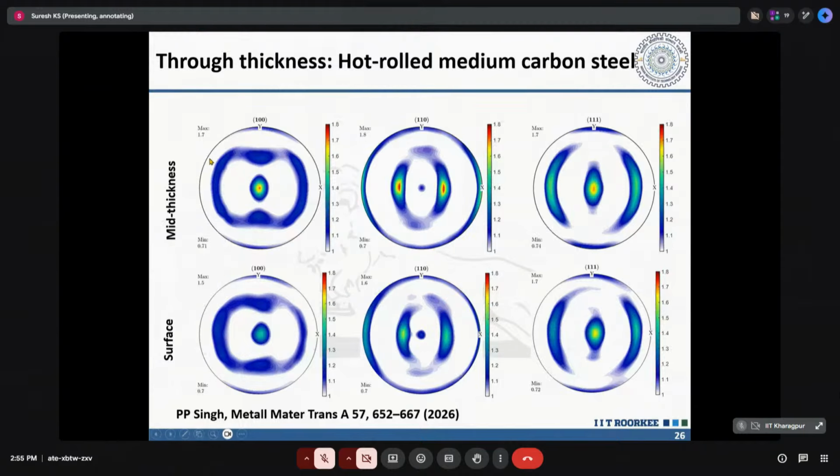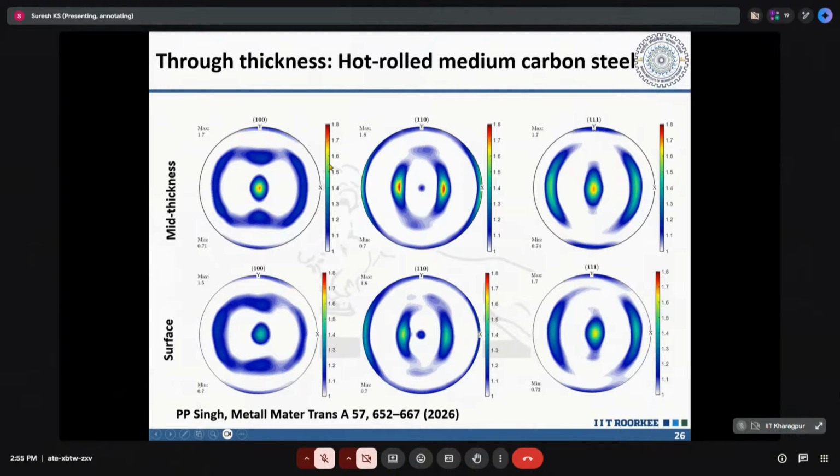Say for instance, if you have a 2 mm thick sample, you have to slowly polish it down to a thickness of 1 mm, up to the middle of the sample, and then measure the pole figure on the middle region. Now in this case, we have measured both at the surface and then gradually polishing it down to the mid-thickness region, and this is a 90% hot rolled sample. The rolling was carried out at 700 degrees Celsius. Now I am showing here the three different pole figures 100, 110 as well as 111.